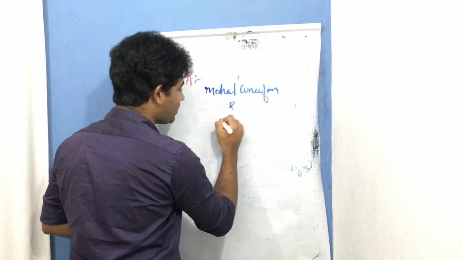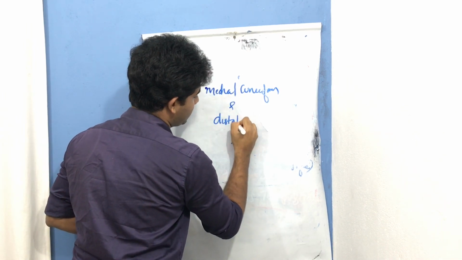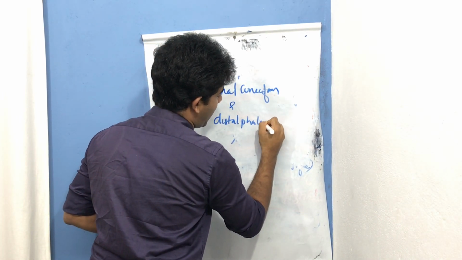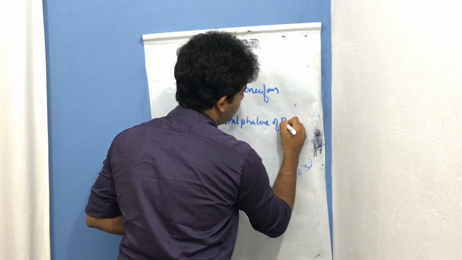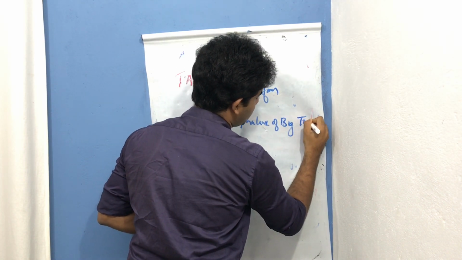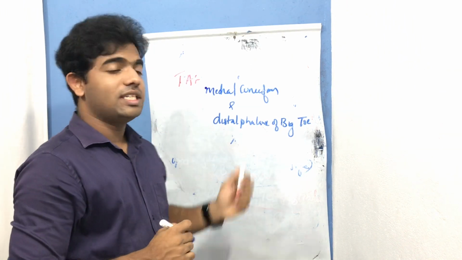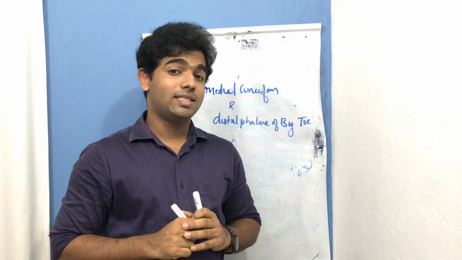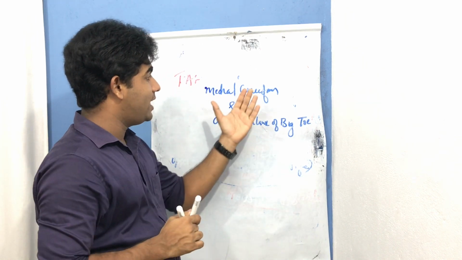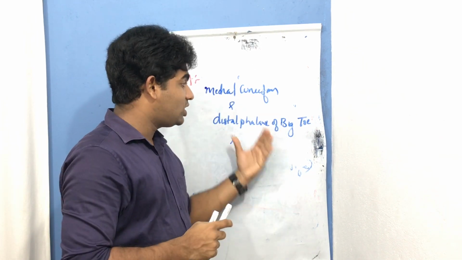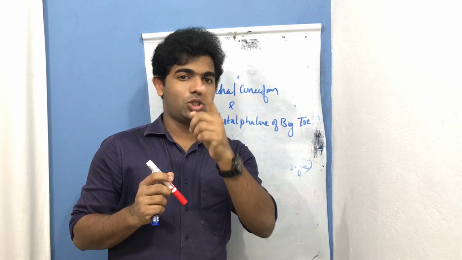And the distal phalanx of the big toe. So this is the insertion of tibialis anterior muscle. It is inserted into the medial cuneiform bone and the distal phalanx of the big toe.